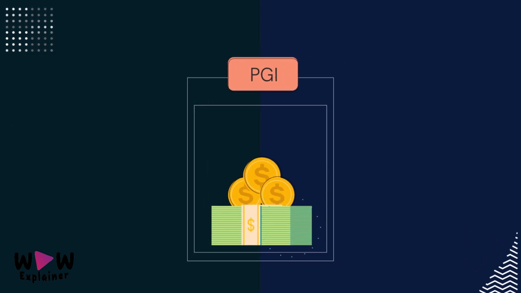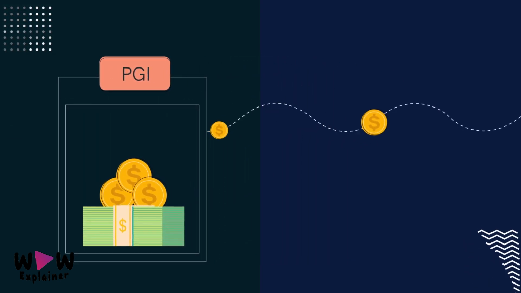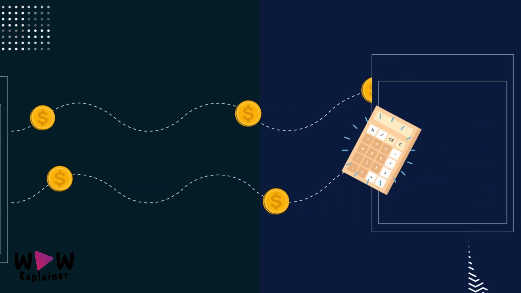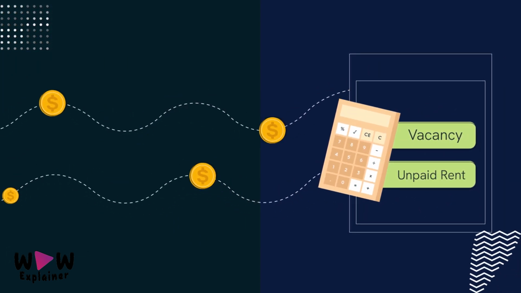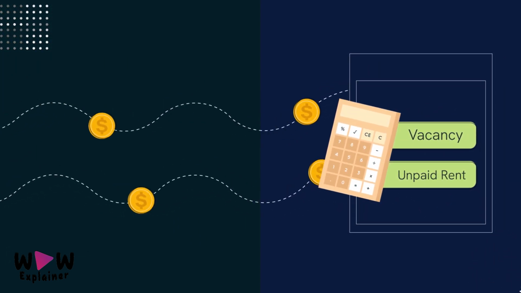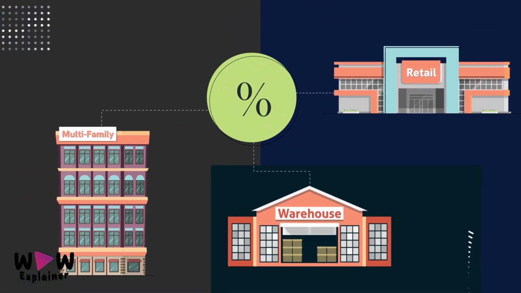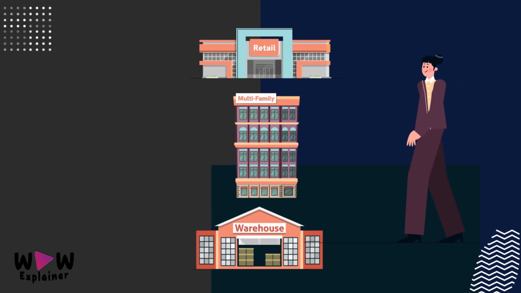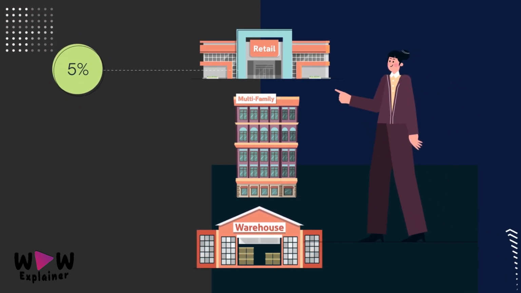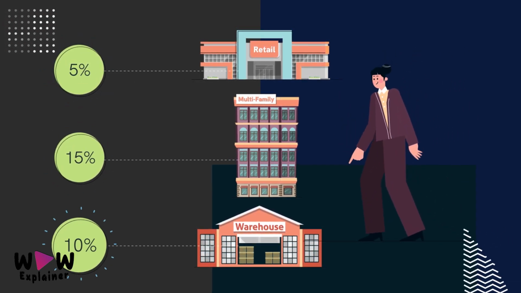Next, subtract a percentage of PGI for stabilized vacancy and credit loss, which estimates the vacancy or unpaid rent that any investment property will occasionally experience. The percentage may vary based on the market and property type. Lenders may use higher percentages for certain property types during market cycle downturns, regardless of the appraisal.